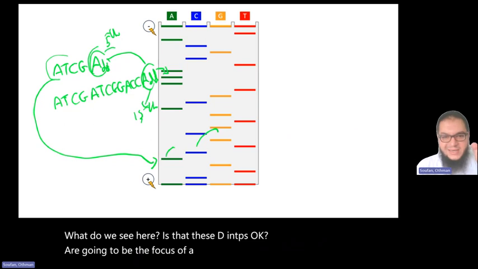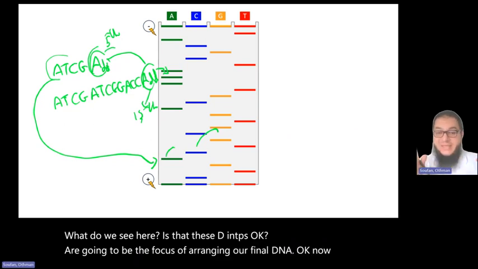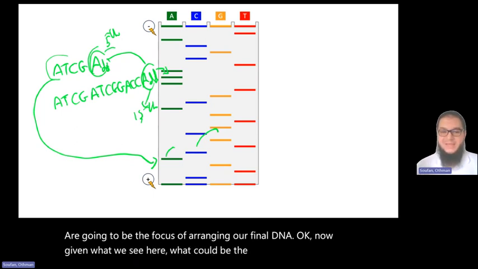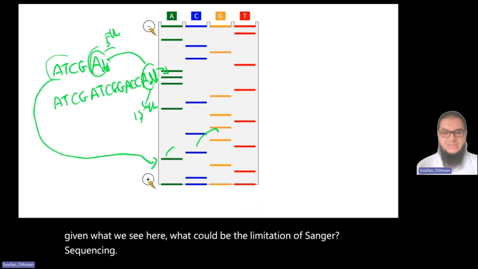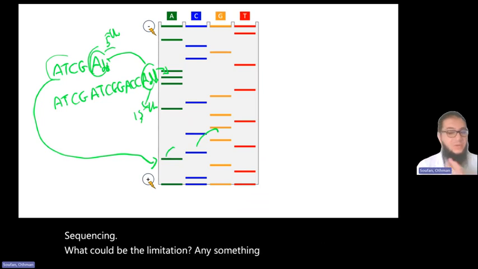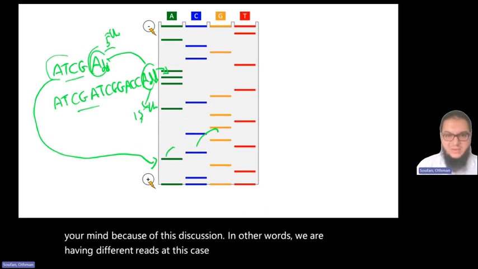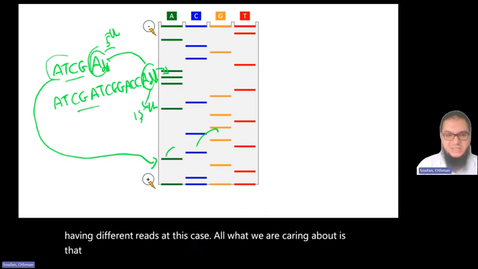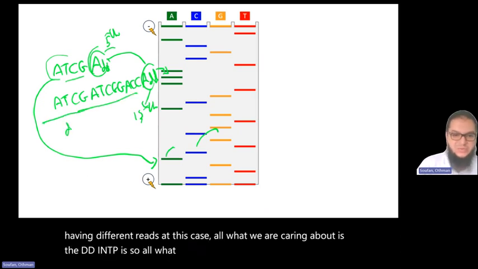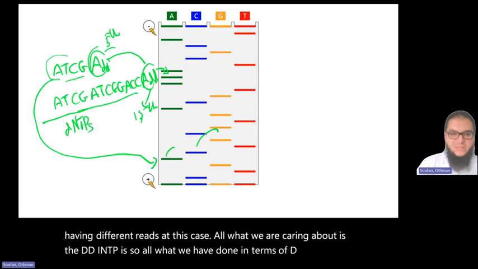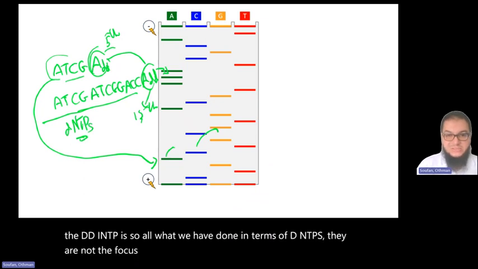arranging our final DNA. Now, given what we see here, what could be the limitation of Sanger sequencing? What could be the limitation? Is there something that comes to your mind because of this discussion? In other words, we are having different reads in this case. All we are caring about is the ddNTPs. So all we have done in terms of dNTPs is not the focus. What is the focus is here.